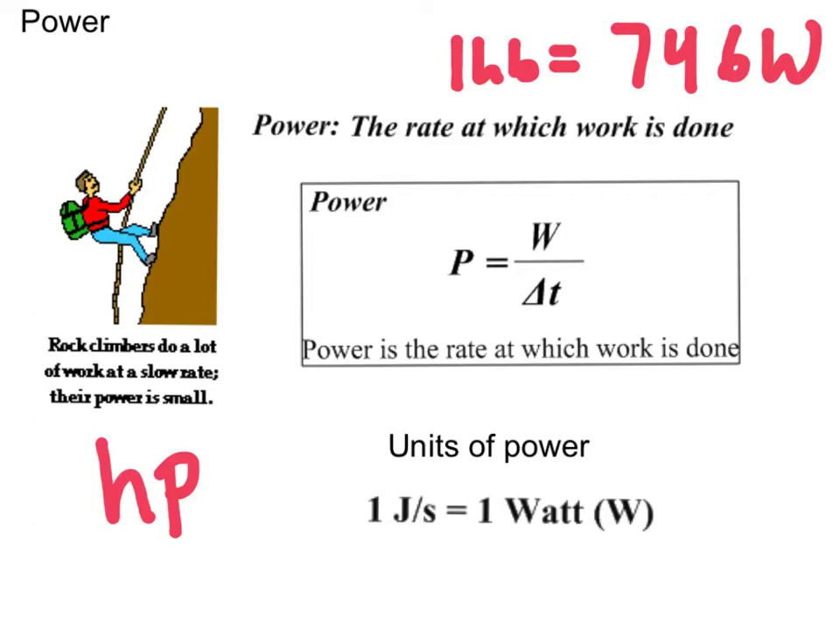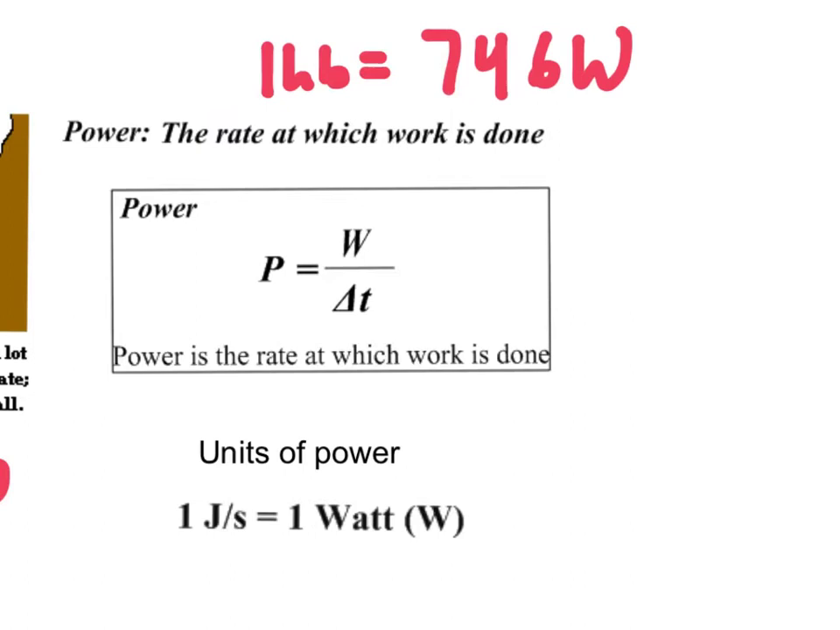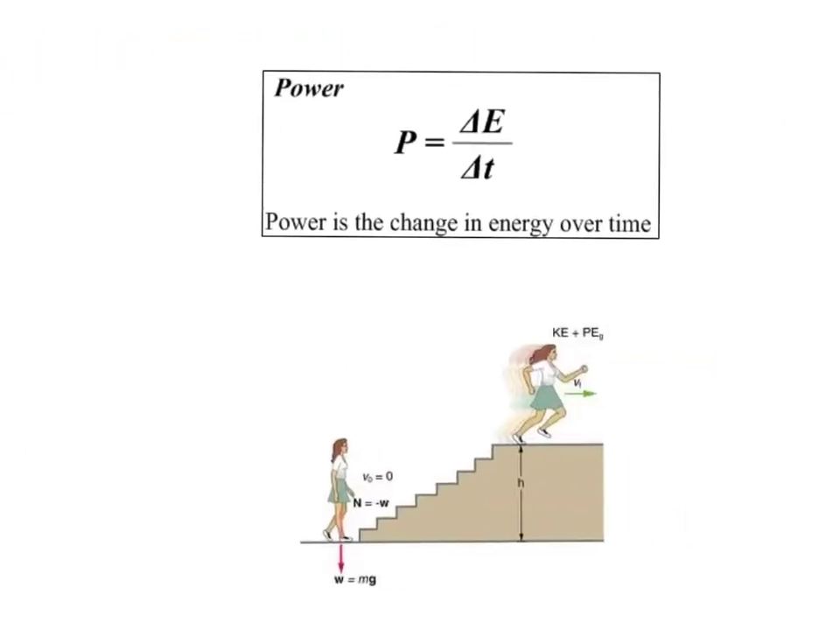Now, because power is the rate at which work is done, and work is the mechanical transfer of energy, we can also define power as the rate of change of energy. If we're dealing with mechanical energy, such as climbing a mountain or driving a car, we can look at the change in gravitational potential energy or kinetic energy or whatever energy we're dealing with and divide that energy change by the time interval over which it changes to get the power.